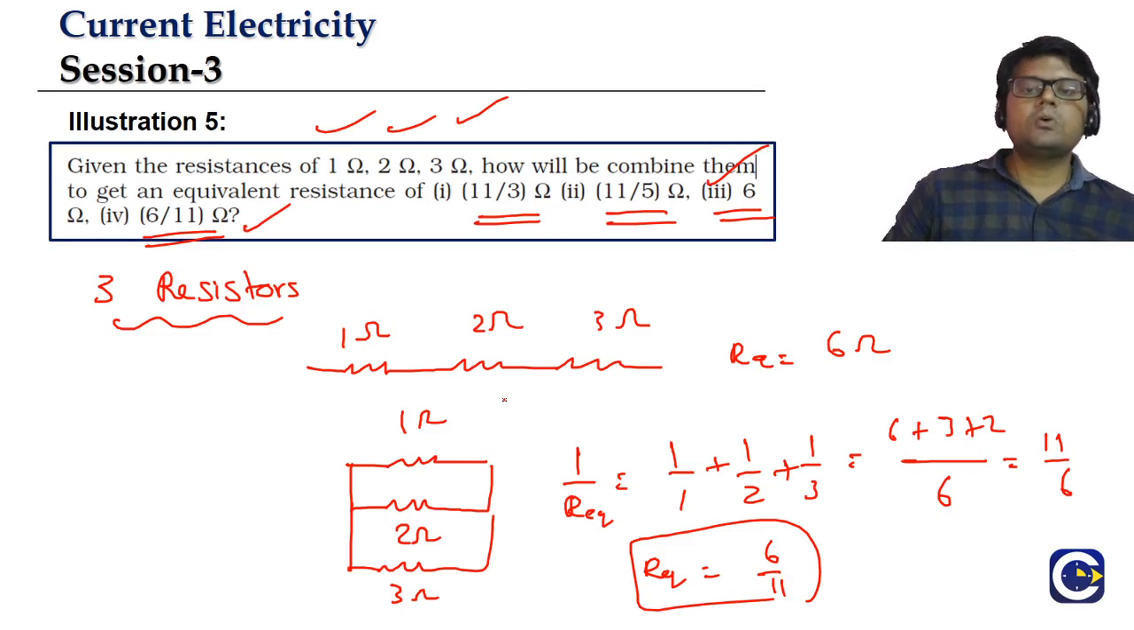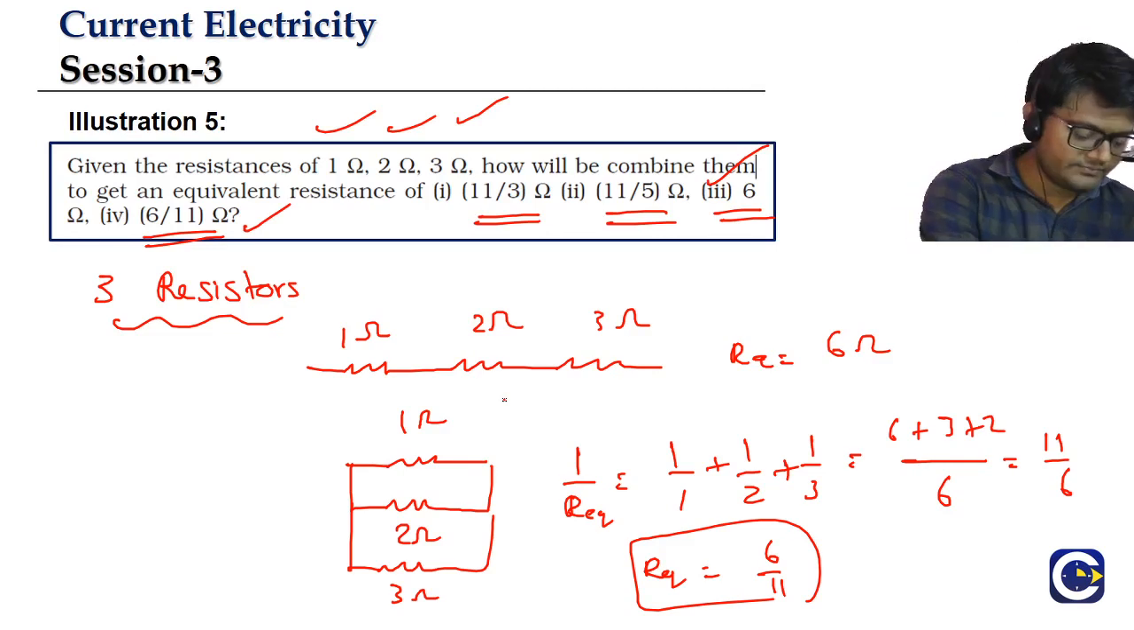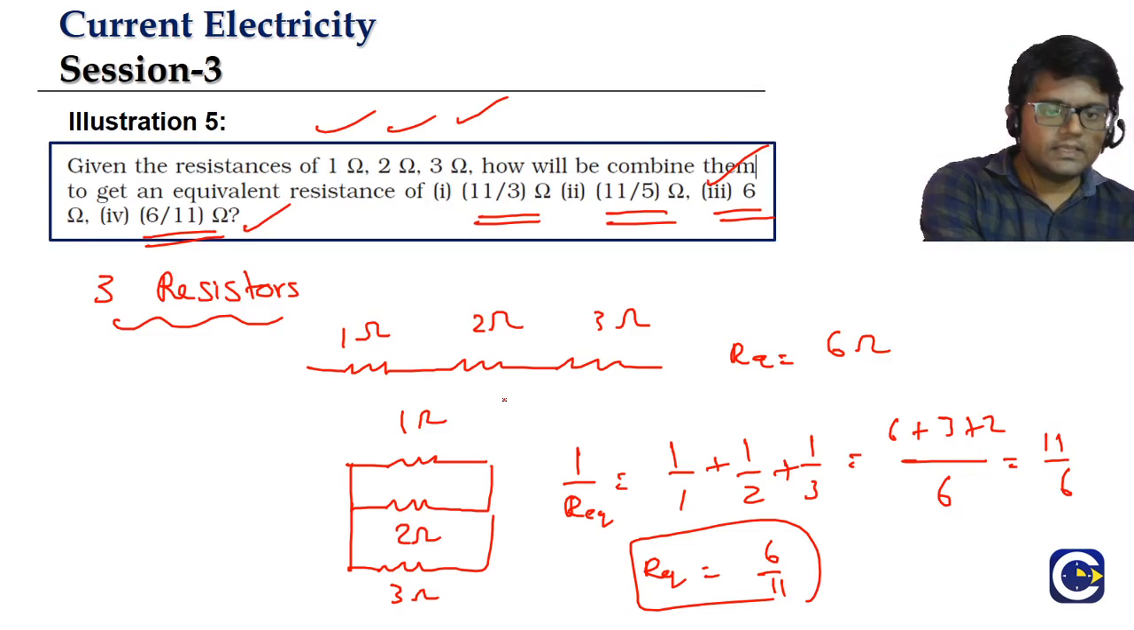Now we have to think about how do we get the first one, 11 by 3, and how do we get the second one. So the first one is 11 by 3. Second is 11 by 5.